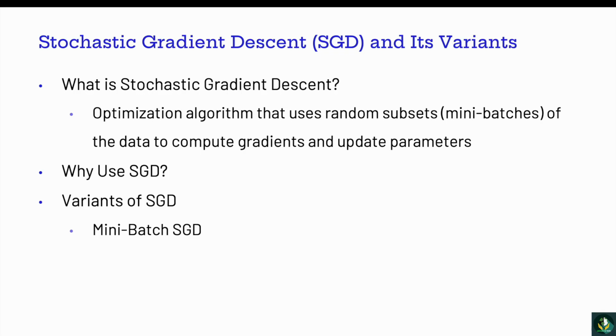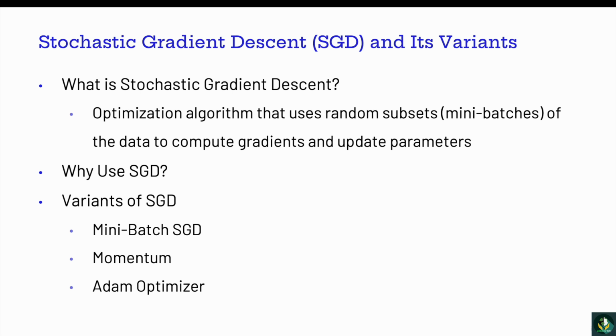We have mini batch SGD, which updates parameters using small batches instead of single examples. We also have momentum, which adds a fraction of the previous update to the current update to accelerate the convergence. And we have Adam Optimizer, which is used quite a lot. It combines momentum with adaptive learning rates for faster convergence.